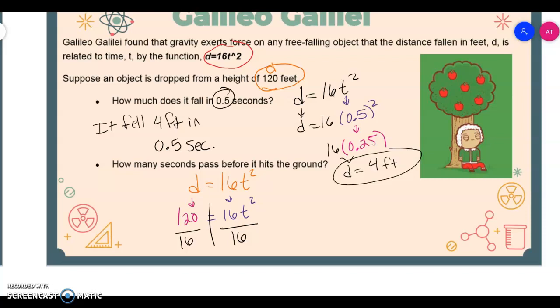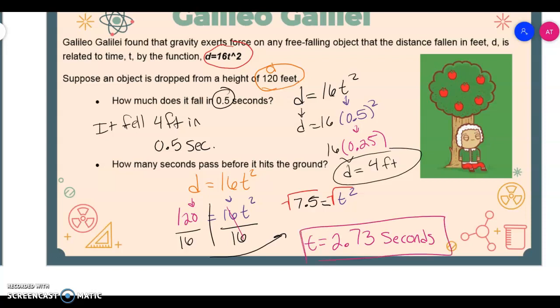You should get 7.5 equals t squared. Well, I'm not done yet. This square I need to get rid of so I know the exact time. The opposite of a square is a square root. This might be all coming back to you ever so slowly. If you took the square root of it, the time is going to be 2.73 seconds.